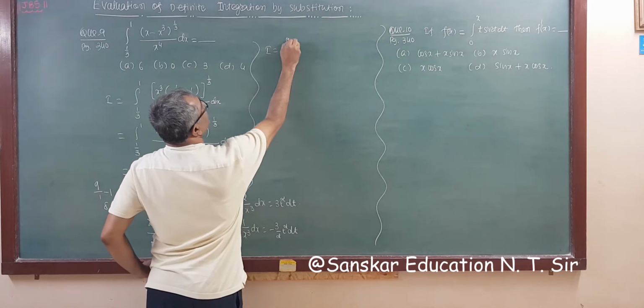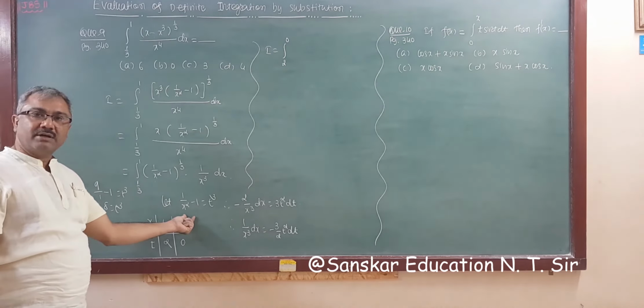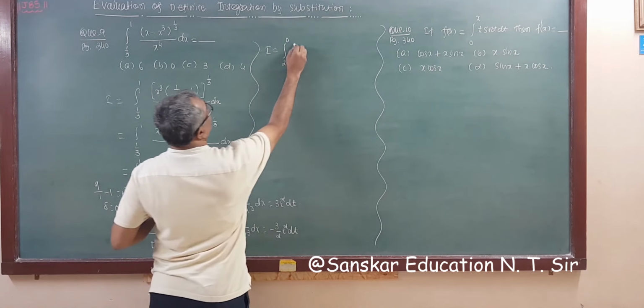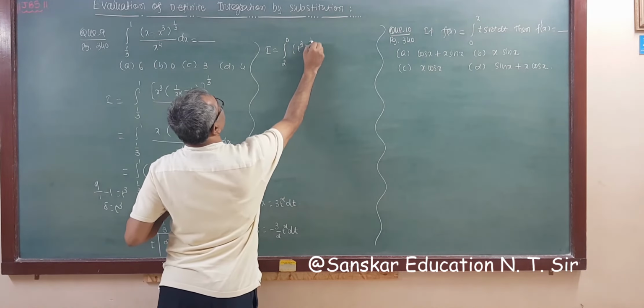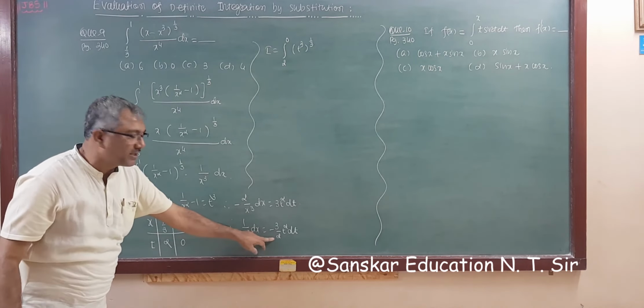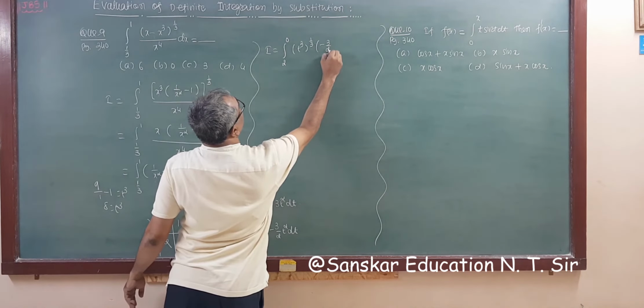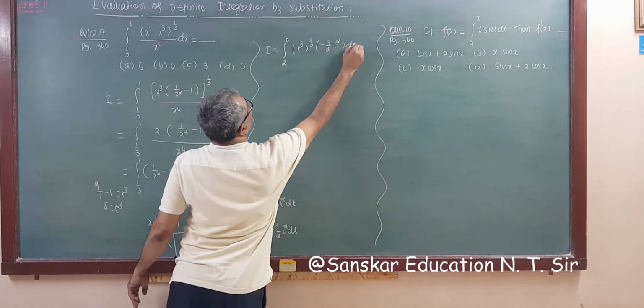So your new limit will be I is equal to integration 2 to 0. So 2 to 0, this is nothing but t cube, so t cube raised to 1 upon 3. And 1 upon x cube dx is minus 3 by 2 t square dt. So this is minus 3 by 2 t square dt.